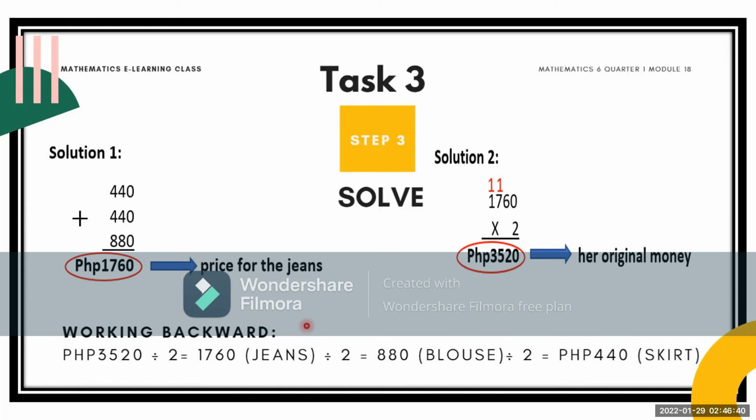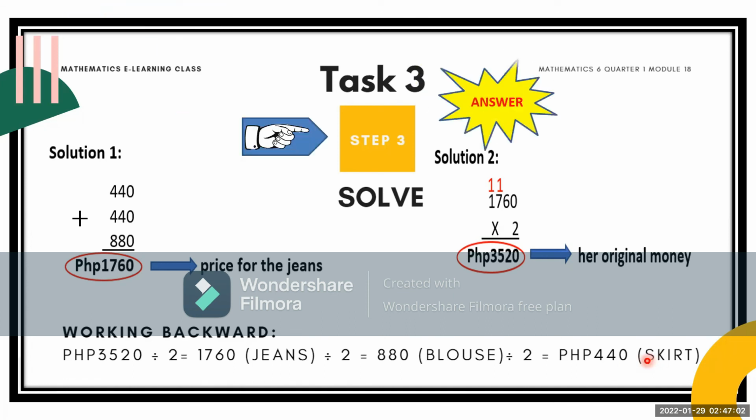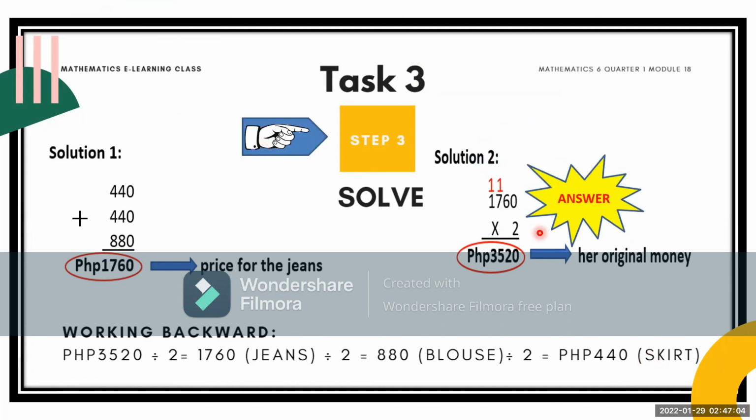So in order to work backward, we have to divide the original money of Luz by 2. We have 1,760 for the jeans, and then divide it again by 2, which is 880 for the blouse, divided by 2, which is equivalent to 440 pesos, which is the amount of the skirt. Okay, so this is the answer for step 3. The original money of Luz is 3,520.